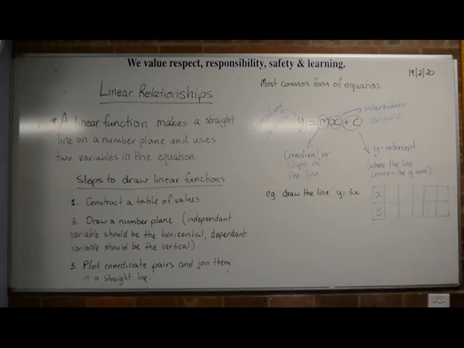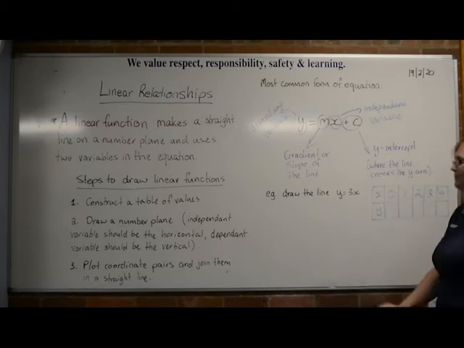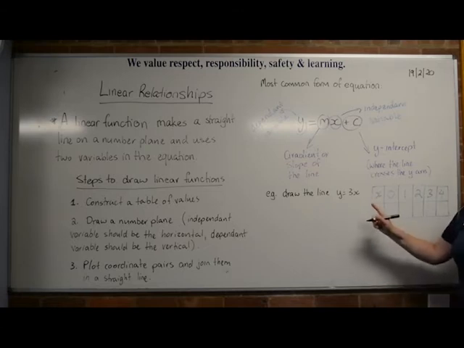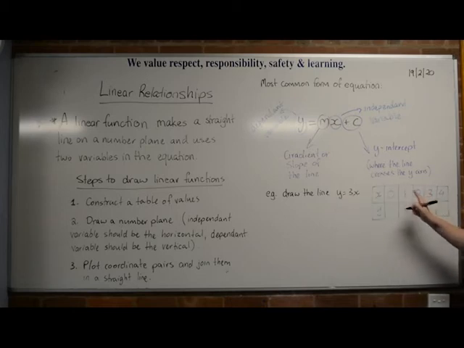Okay, we've got an x and a y. I'm going to use 0, 1, 2, 3, and 4. When you do a table of values, you can use whatever numbers you want. But I will keep them fairly small, to be honest, because sometimes you end up with really big numbers out of it.